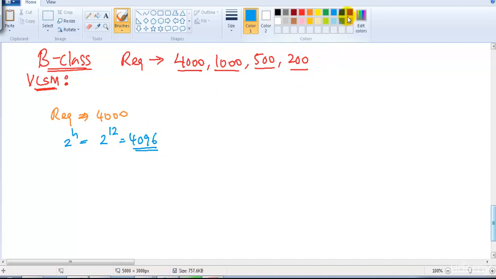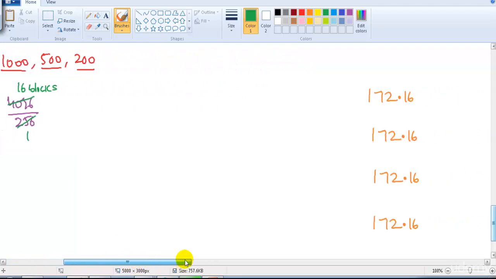Whenever you are writing the range for the bigger numbers, if you go back to the B class examples we have learned, we always use the formula 2 to the power of h divided by 256. So I'm going to use 4096 divided by 256. How many blocks of addresses are required for 4000 addresses? For 1000 I get 4, and for 4000 I get 16 blocks. So I need 16 blocks of addresses to write the range for 4096 addresses.